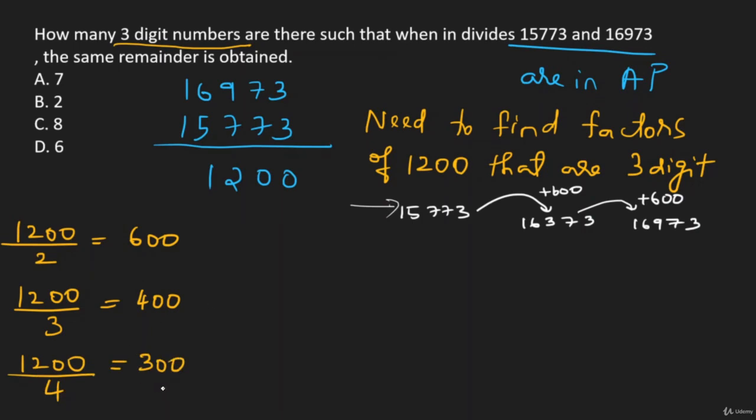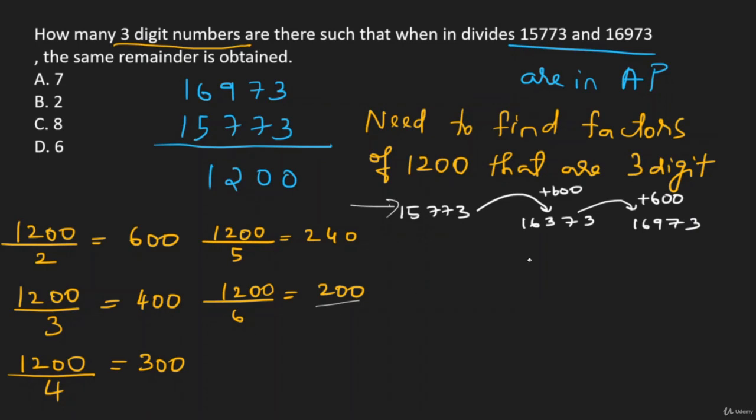Is 1200 divisible by 5? Yes, because the last digit is 0. So 1200 by 5 gives me 240. Is 1200 divisible by 6? Yes, 6 is a composite number. 1200 is divisible by 2 and divisible by 3. Therefore, it will be divisible by 6, and 1200 by 6 gives me 200. Alright. Is 1200 divisible by 7? No. If you divide it by 7, you will get a remainder. So it's not divisible by 7.